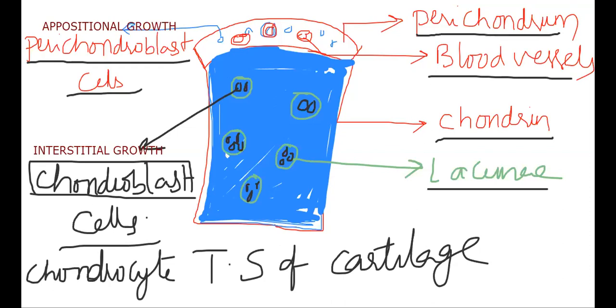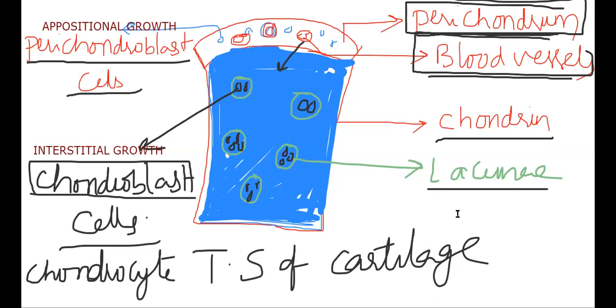Okay. So let me go once again to the structure of the cartilage in the transverse section. The cartilage is surrounded by a membrane called perichondrium. It is richly vascularized, which means it supplies nourishment to the total cartilage. The supply of nourishment to the total cartilage is done by perichondrium only, containing blood vessels. The matrix of the cartilage is called chondrin.